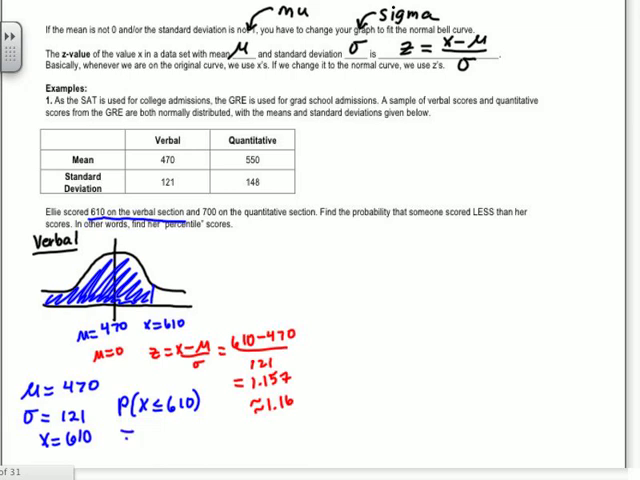So we just found the probability that x is less than or equal to 610, which is the same as the probability that z is less than or equal to 1.16 if we were using a z-score. So it's 0.8770. So that means she was in the 87.7th percentile.